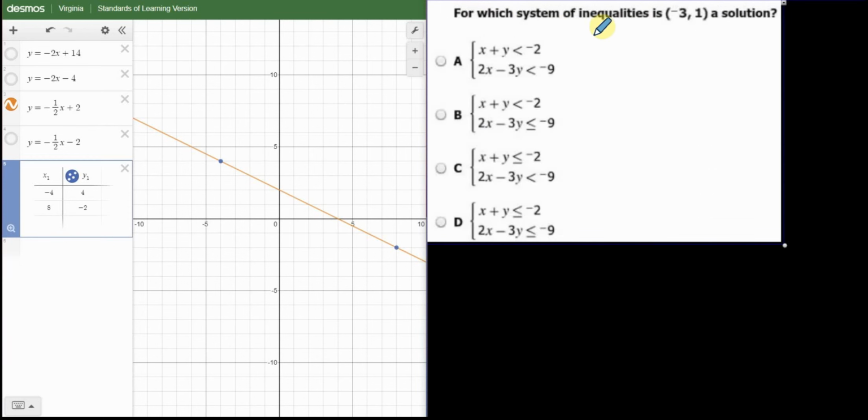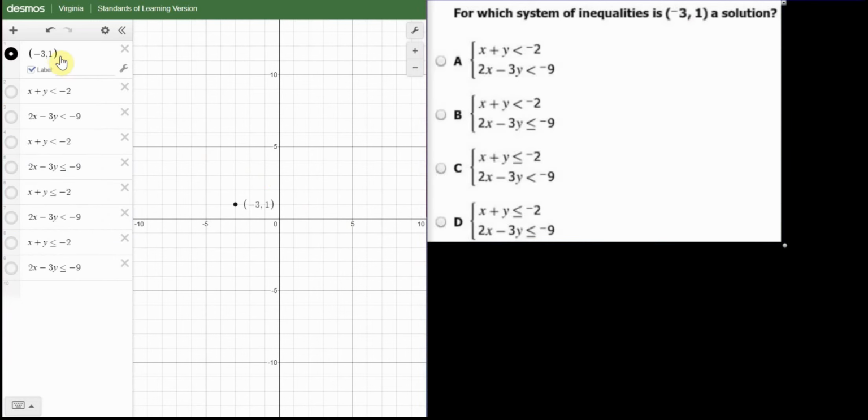Which system of inequalities is -3, 1 a solution? This one's a little bit tricky, all right? So I've got that point graphed and labeled. So I'm going to do my two systems. You can see these two inequalities are my first two here. So I'm going to turn those two on.